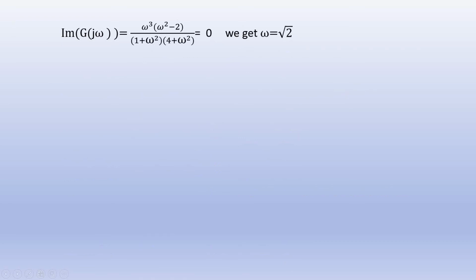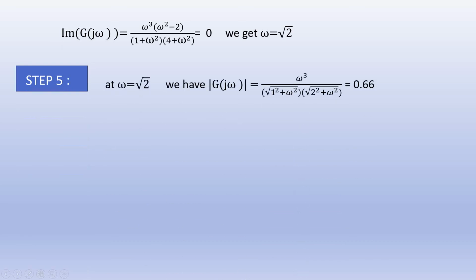So if we equate the imaginary part of this frequency response G to 0, then we can find out the intersection with the real axis. If we do that, we have the solution frequency of omega equal to square root of 2. If we substitute omega equal to square root of 2 in our magnitude equation, we have 0.66 magnitude. And if we find out the angle at omega equal to square root of 2, we find that it is 180 degrees.